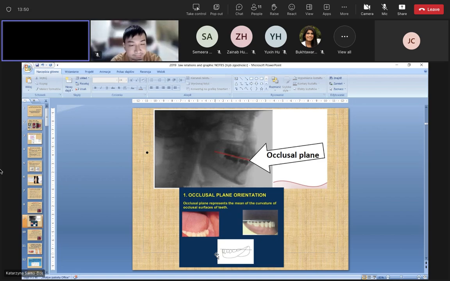Occlusal plane? Here you see the line which can show us the occlusal plane. The occlusal plane represents the mean of the curvature of the occlusal surface of the teeth. As you see here, when we connect all the cusps in the posterior teeth together and also the incisal edges, we establish the occlusal plane. This is the occlusal plane.